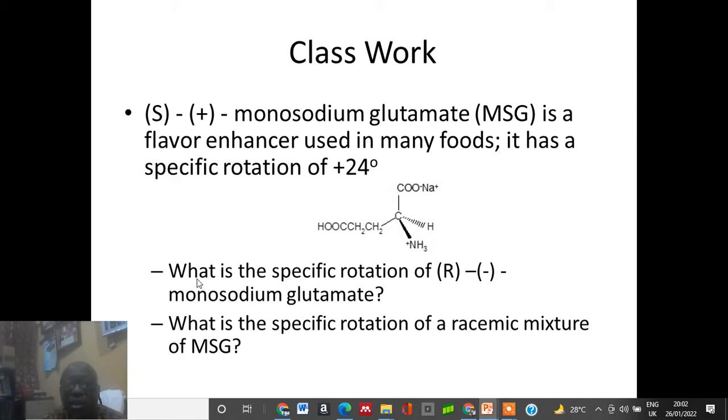Now, you have to answer this question. What is the specific rotation of R-minus monosodium glutamate? What is the specific rotation of a racemic mixture of monosodium glutamate? I will leave this question for you to think about and answer.